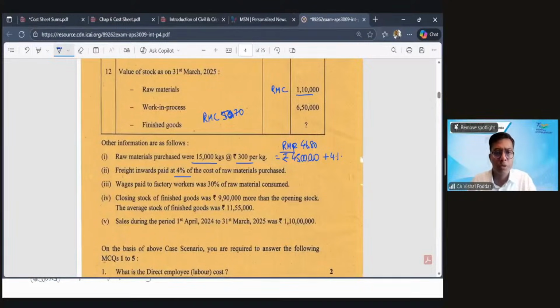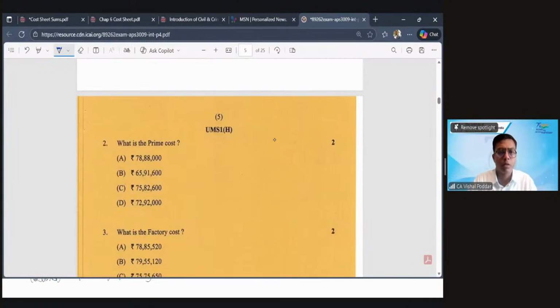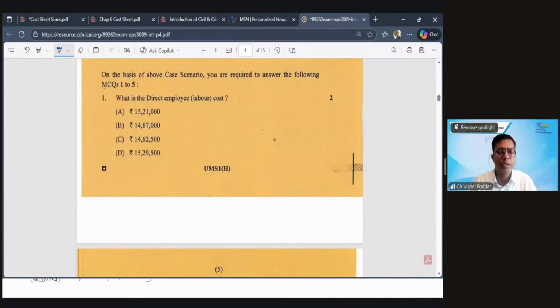Okay. How much is wages? 30%. So you'll get direct wages. Take 30% of this, which will be 15, 7 threes are 21. So 1521. 1521, na? Yes, sir. So this answer is matching, correct?